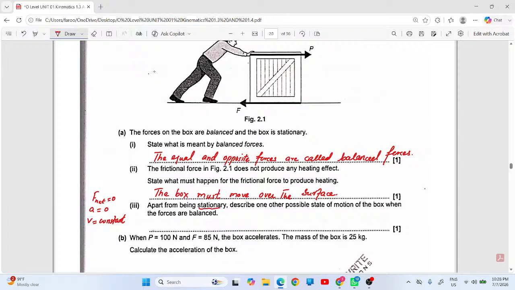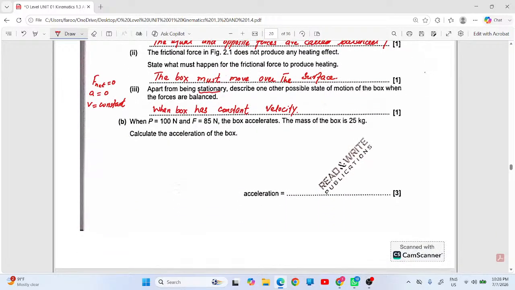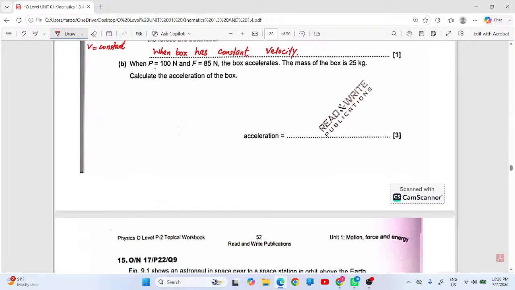When the box has constant velocity. When P equals 100 Newton and F equals 85 Newton, the box accelerates. The mass of the box is given. Calculate the acceleration. Very simple.